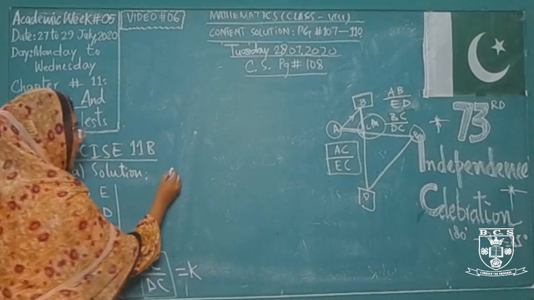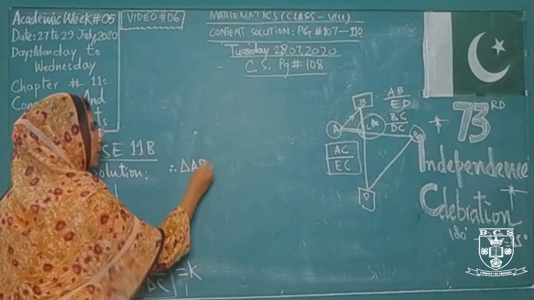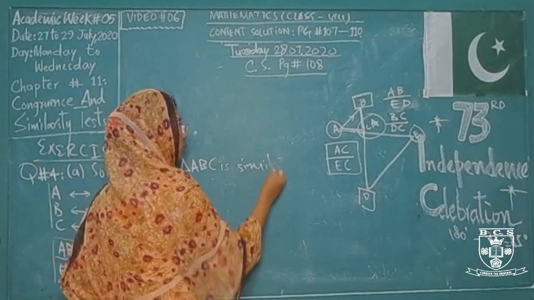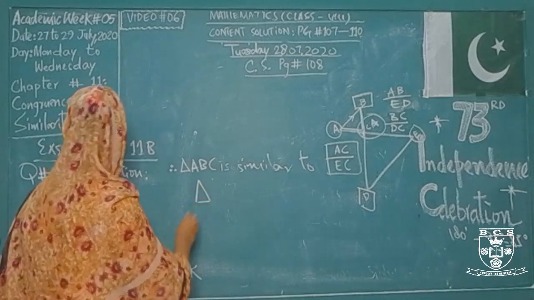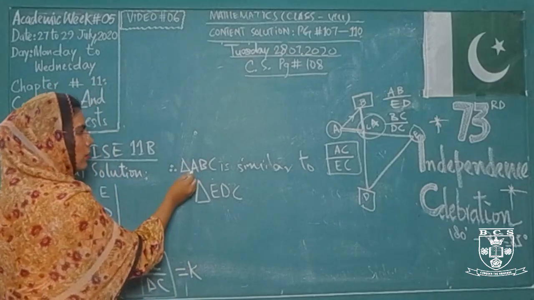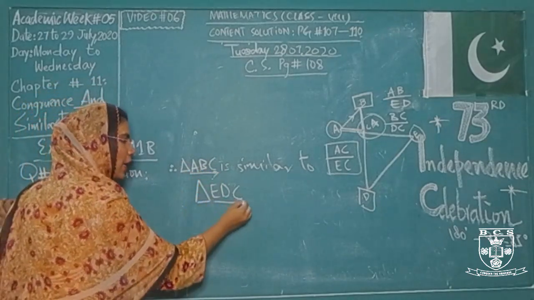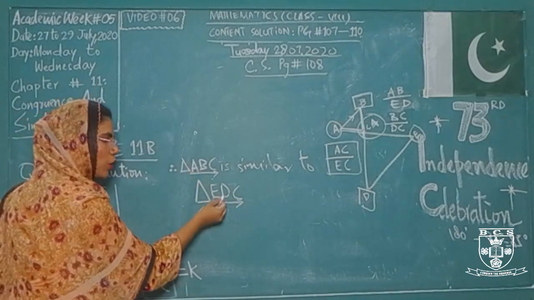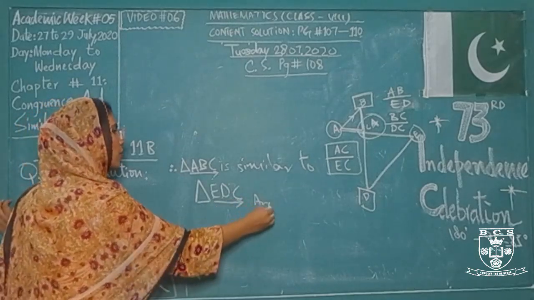So in this way, your triangle ABC is similar to the triangle EDC. If I am having A, then B, then C, I will write my next triangle accordingly: the corresponding point of A, the corresponding point of B, then the corresponding point of C. So this is your final answer.